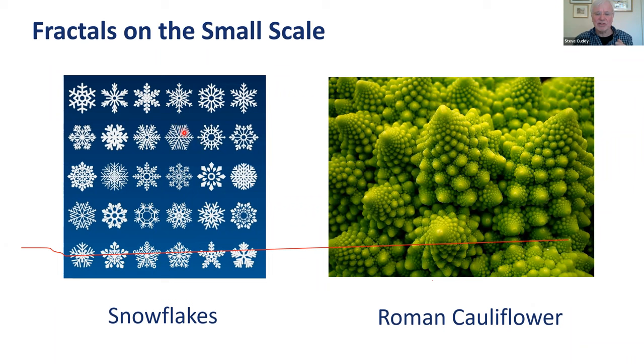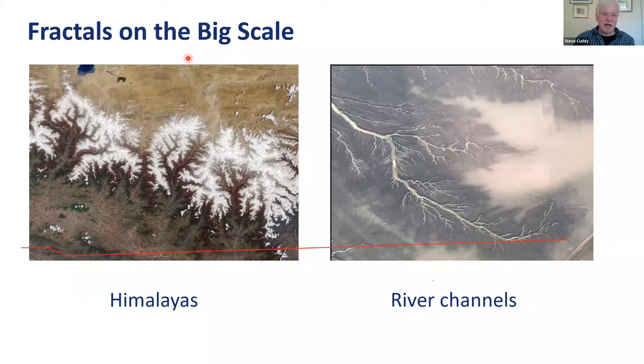You also see it in many, many vegetables and plants. There's a Roman cauliflower. You also see fractals on the big scale. This is a picture from the International Space Station of the Himalayas. And what you see is that the shapes of these major ridges is repeated in the smaller ridges all the way down. It's a repeating pattern.